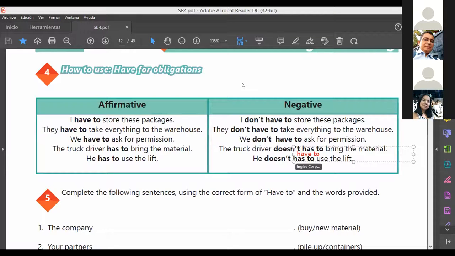I have to store this package. They have to take everything to the warehouse.